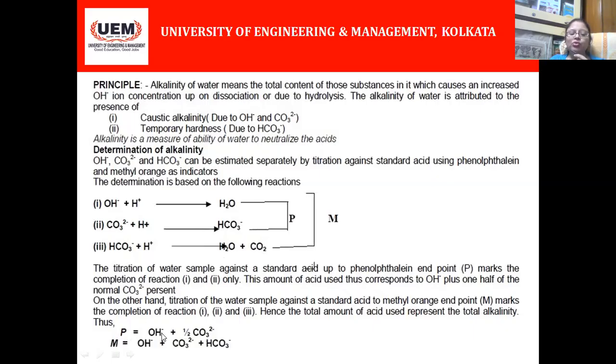So P is equal to total OH minus alkalinity plus half of the carbonate, and M, methyl orange, can detect all the three alkalinities, so OH minus plus carbonate plus bicarbonate.